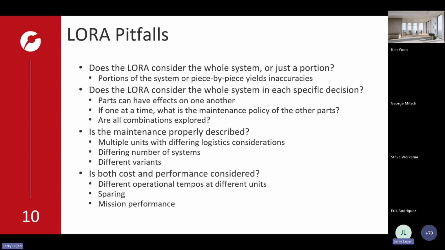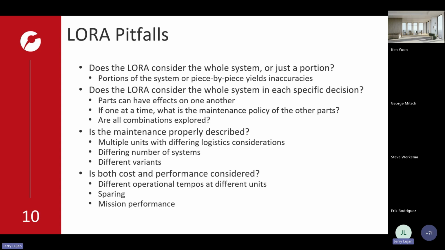And what about all those common parts versus non-common parts? Can you look at all that in a single go? That's the complexity of a LORA that we need to come to terms with in order to get a good answer. Not only that, but we think about how a LORA is actually conducted. There are a lot of nuances as well.